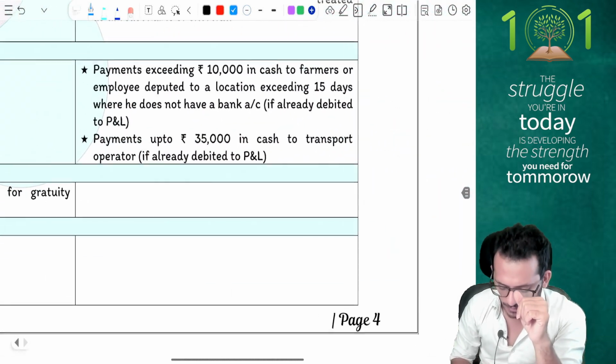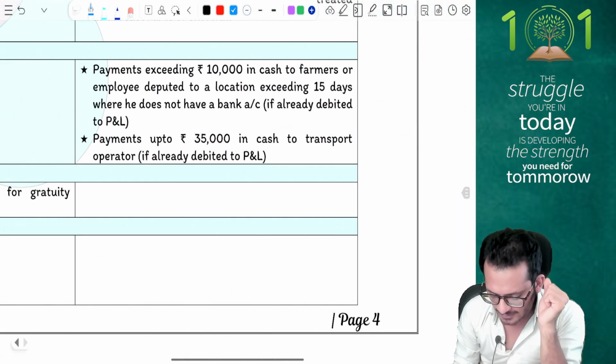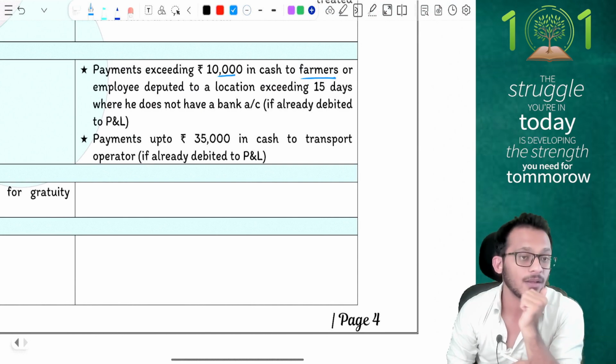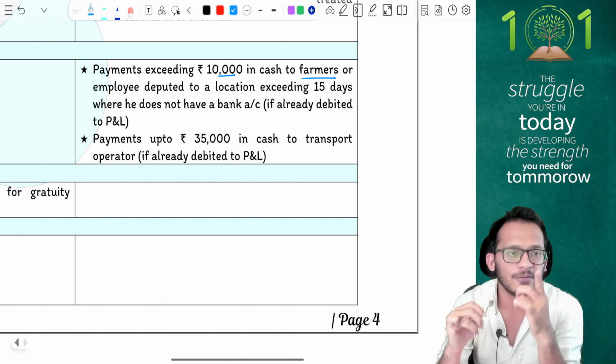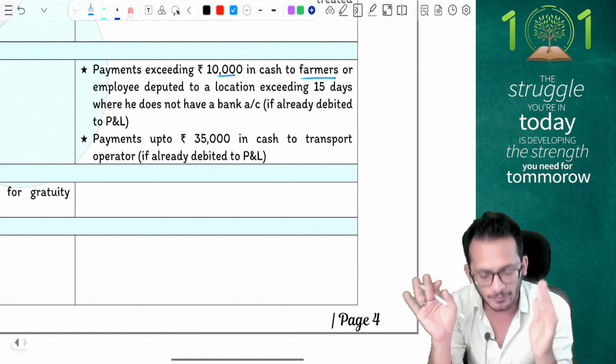Items which will not get disallowed is any kinds of payments which is made in excess of 10,000 to a farmer. These payments are allowed in cash also, therefore no treatment on this. If it is already there in the P&L, I will leave it off. I will ignore it off.